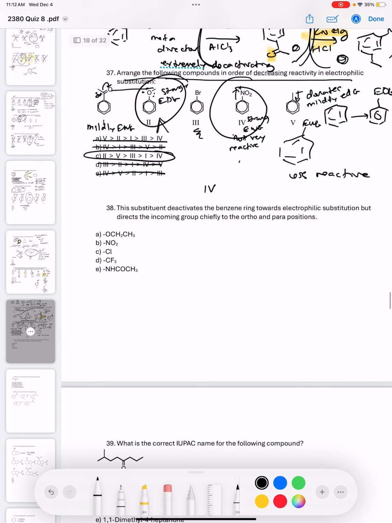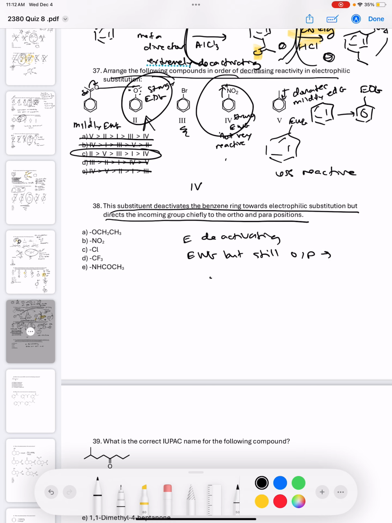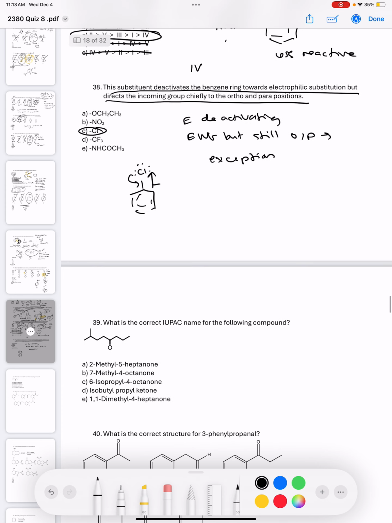So again, that's what I mean when I say use the things that you already know. Okay, this substituent deactivates the benzene ring towards electrophilic substitution, but directs it towards ortho para. So electron deactivating or electron withdrawing, but still ortho para. That's an exception, and that exception is halogens. And the reason for that is they are very electron withdrawing because they're so electronegative, but because they have these lone pairs, they're able to make a resonance structure that adds electron density. So they're just kind of like a paradox.